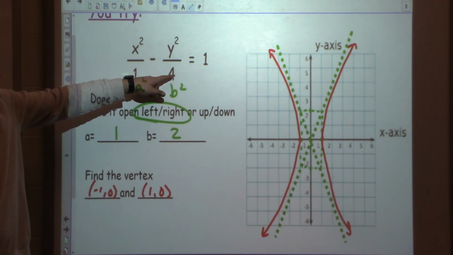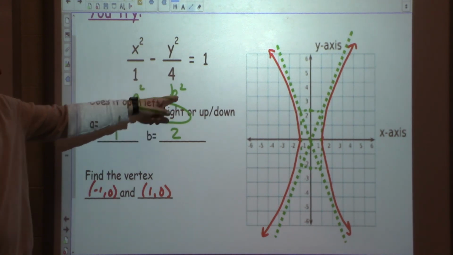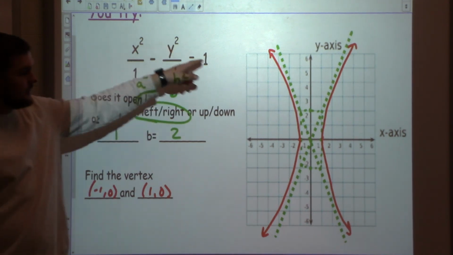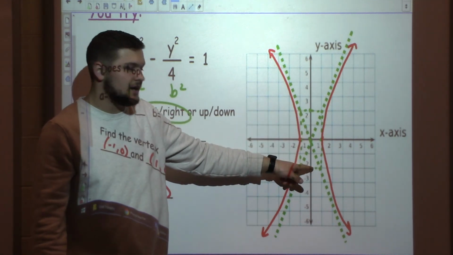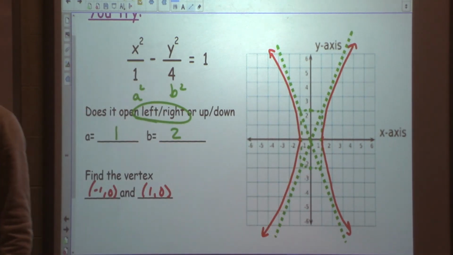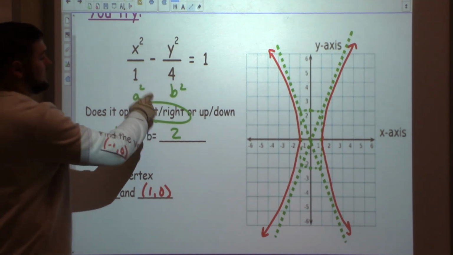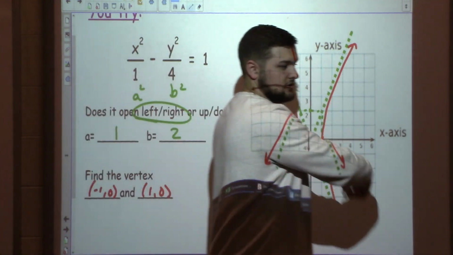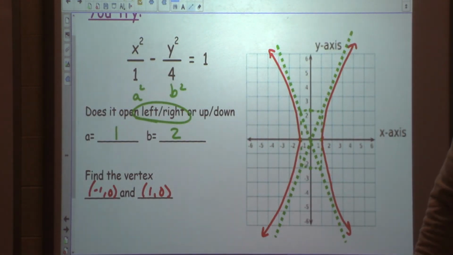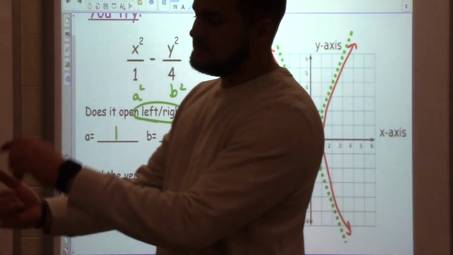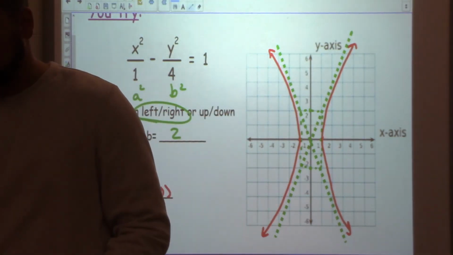B squared is 4. I take the square root of that, I get 2. Because it is under y, I go up 2, down 2. Draw in my box, draw my asymptotes through the whole coordinate plane, and I know it's opening left to right, because x squared came first. So draw it in. Yes, sir. The asymptotes do not need arrows, the hyperbolas do.